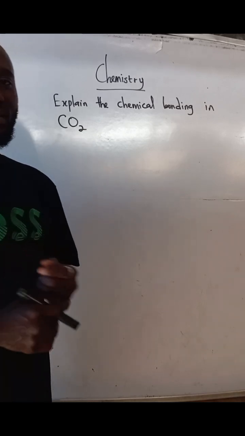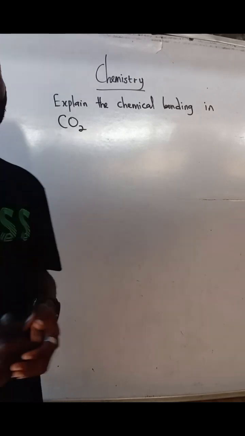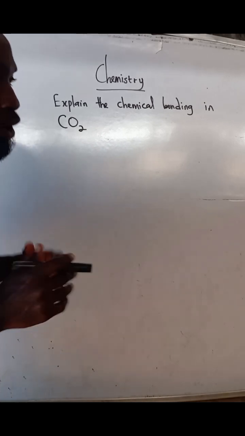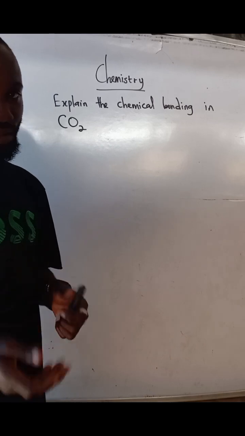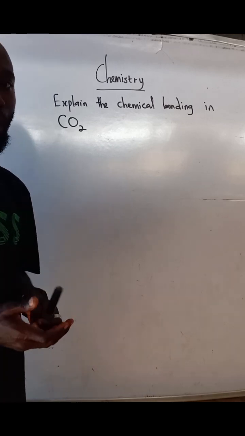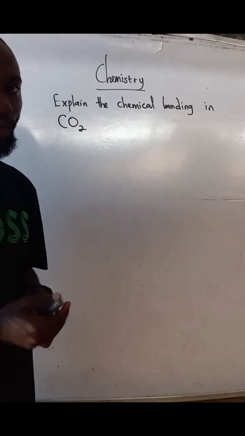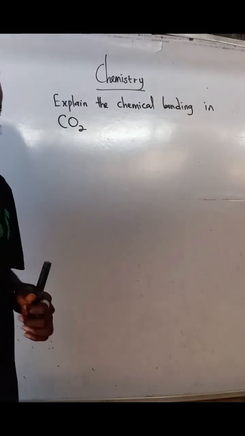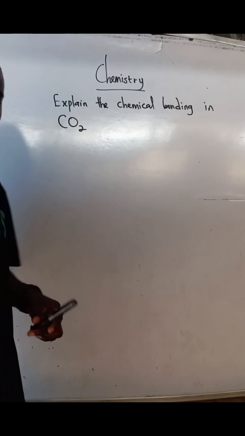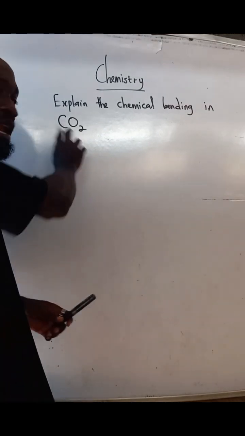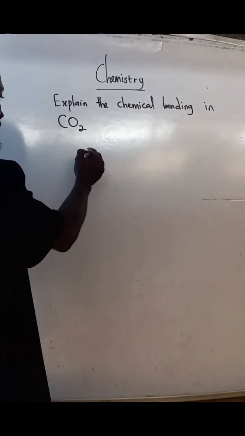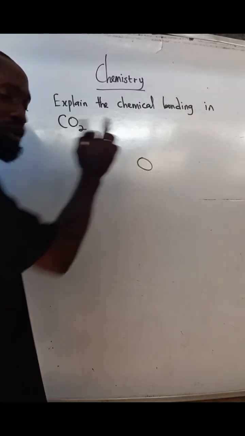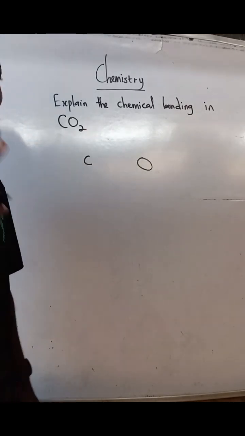Mr. Muiz, please, can you explain the chemical bonding in CO2? CO2 is a compound and it is also a gas. That's carbon dioxide or carbon 4 oxide. Now, to explain the chemical bonding, you must count the number of elements that are found in this compound. How many elements? We just have two elements there. The first element is carbon and the second is oxygen. But how many oxygen do we have there? We have a total of two oxygens there.